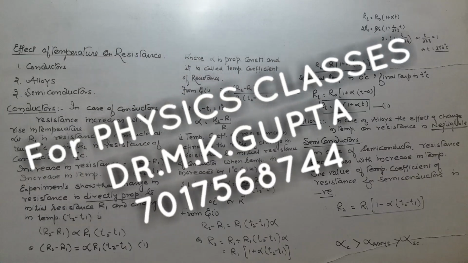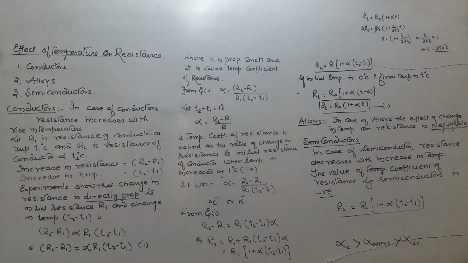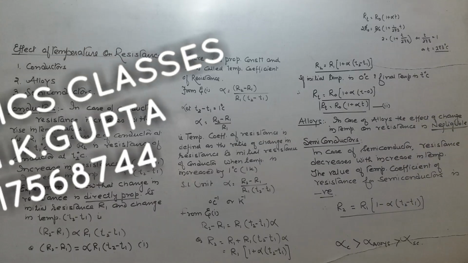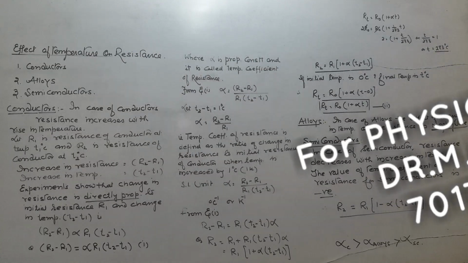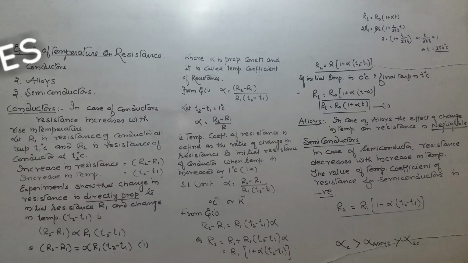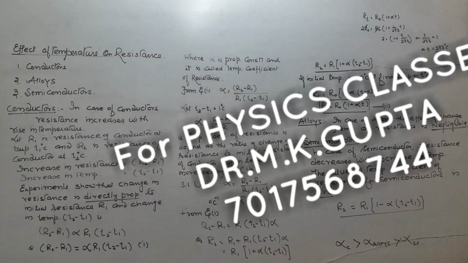Now it comes to semiconductors. Students, in the case of semiconductors, resistance decreases with increase in temperature. For semiconductors, the value of alpha is negative. So we can write R2 is equal to R1 (1 minus alpha (T2 minus T1)).